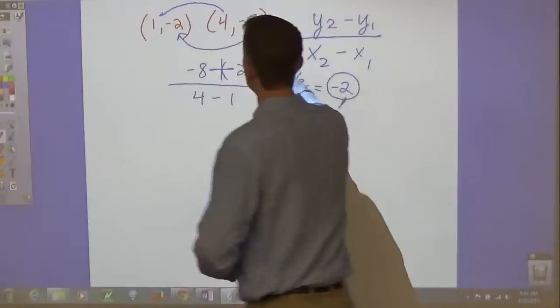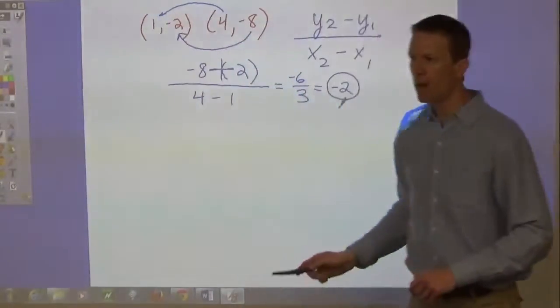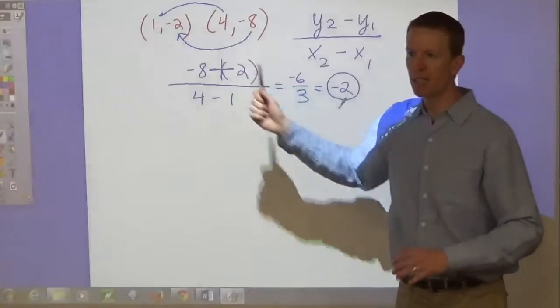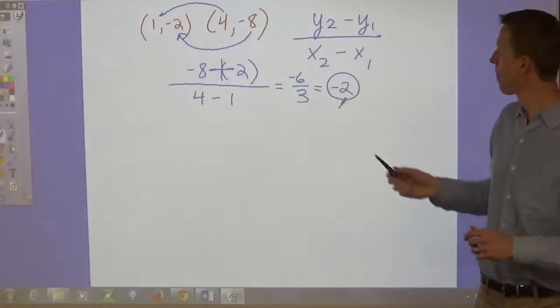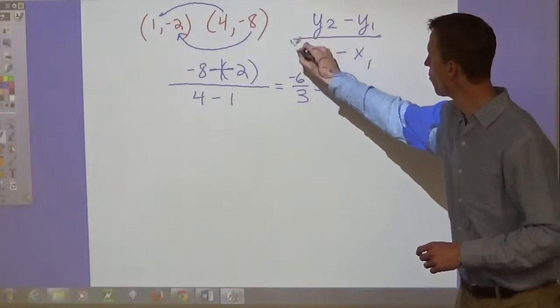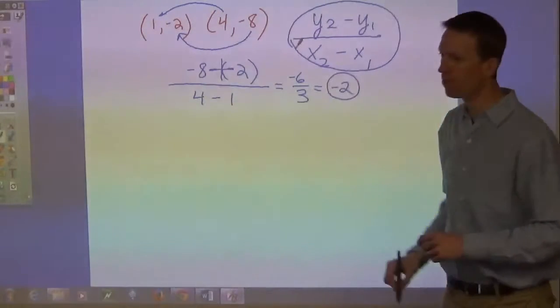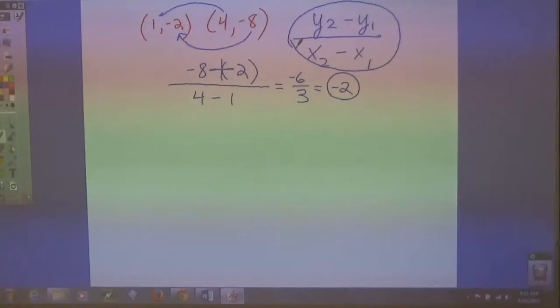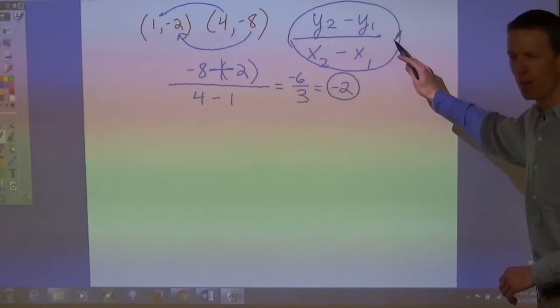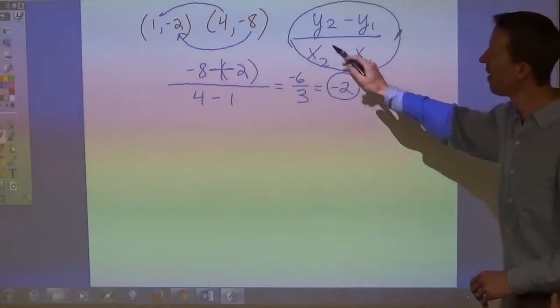Don't forget to use these arrows to help you remember. You have to subtract them in the same order, okay? Use the slope formula. You may have to write this slope formula tomorrow. In fact, you will have to write this slope formula. One of the questions will say, what is the slope formula? You have to write this. So memorize it.